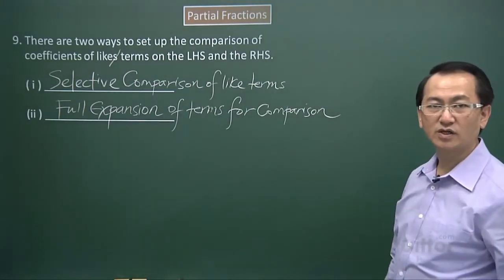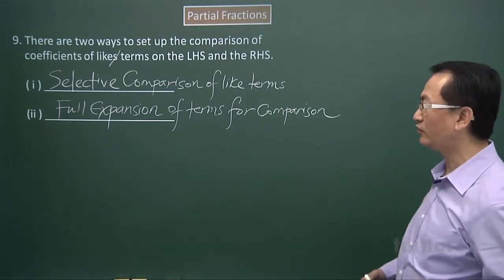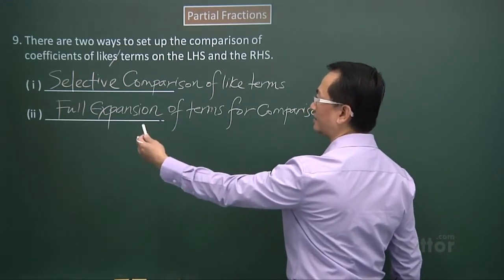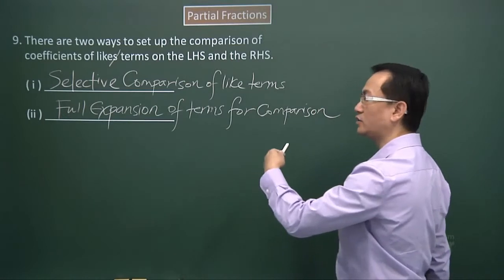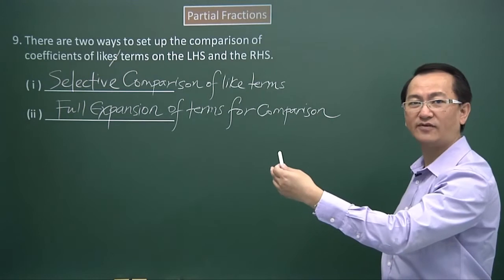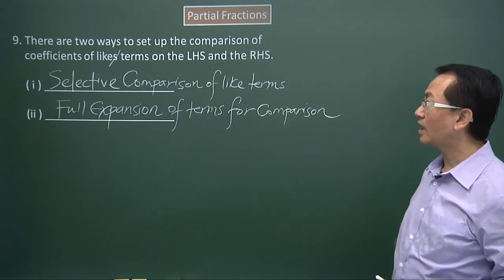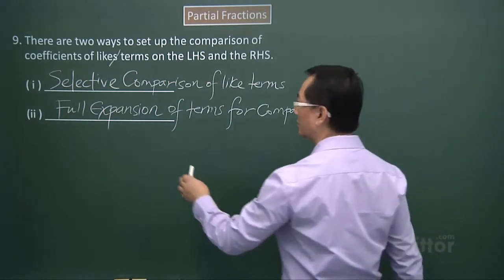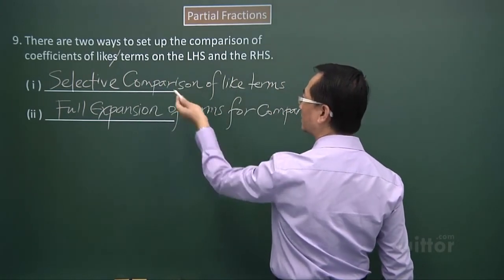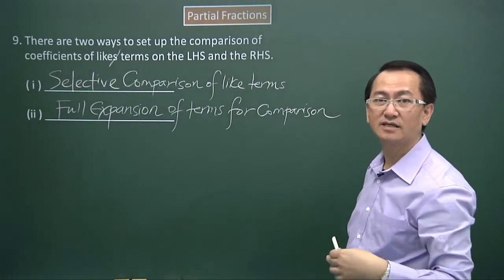So the expression on the right-hand side particularly is expanded fully so that term by term, on the left-hand side perhaps the x squared term will be compared to the x squared term on the right-hand side, and also the x term on the left-hand side compared to the x term on the right-hand side. With selective comparison, we don't need to expand fully the right-hand side expression. With full expansion, the expression must be expanded fully.